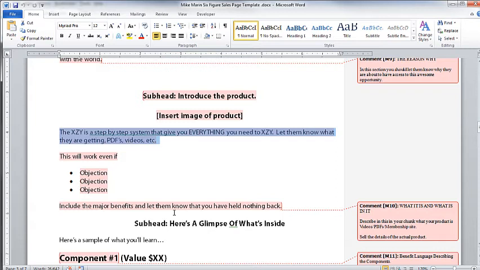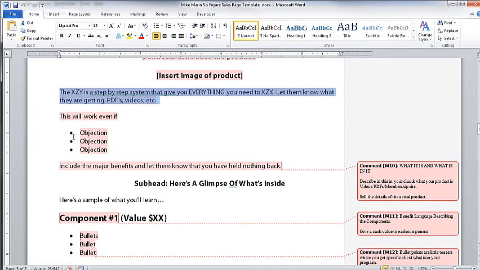I see a big mistake when I critique sales copy: it's like, introducing this product, here's what we're going to do for you. It's like, okay, well, what am I getting? Is it PDFs? Is it mind maps? Is it videos? What is it? What am I getting? So you want to include that. And then what I like to do is cover the objections right away, because immediately they're going, this won't work for me.